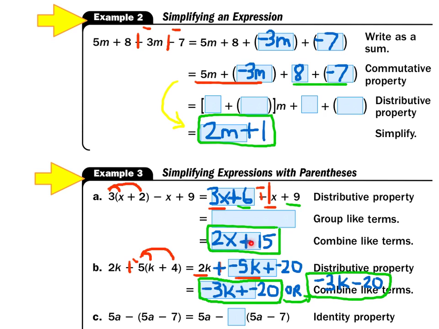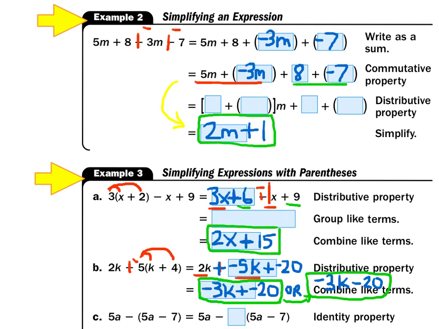And then I copy the plus sign, and then I put together the constants. 6 plus 9 gave me 15. So I have 2x plus 15, and that's as far as I can go because the terms don't match. Okay, take a look at B. Now, it's 2k minus 5 times the quantity k plus 4.